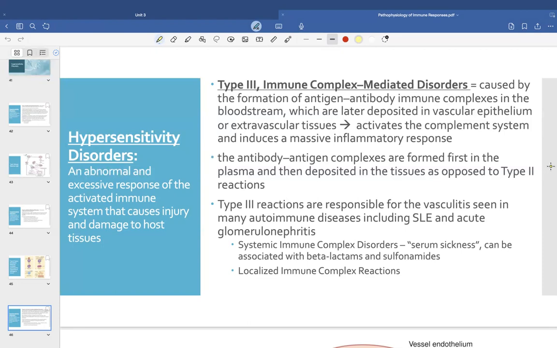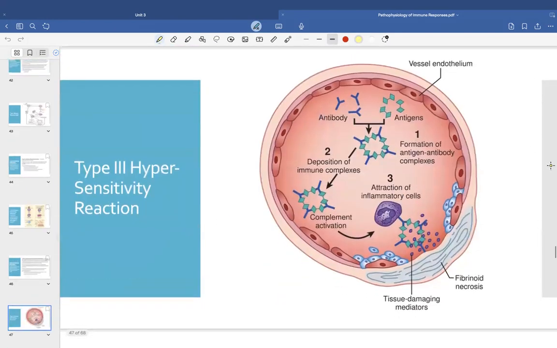We can see serum sickness with your beta-lactam drugs or sulfonamides. This depicts your typical type 3 hypersensitivity reaction. The picture here is a blood vessel, showing that the antigen-antibody complex forms within the lumen of the vasculature. And then wherever it ends up depositing, in this particular case, it's deposited in the walls of the vasculature, leading to the vasculitis.